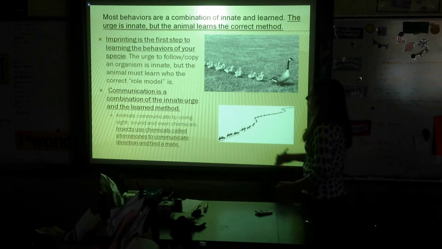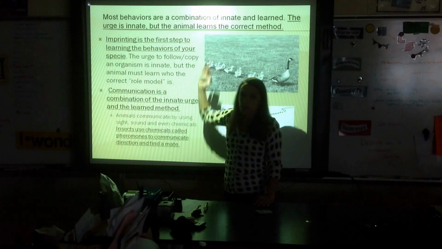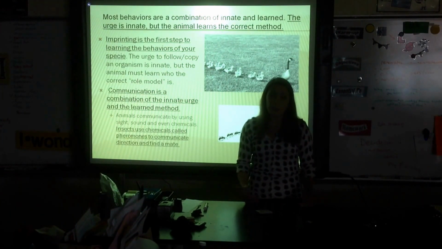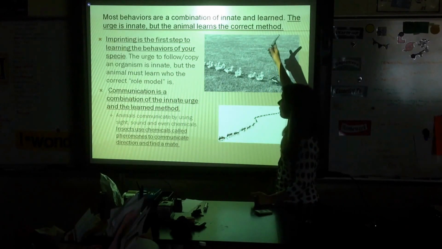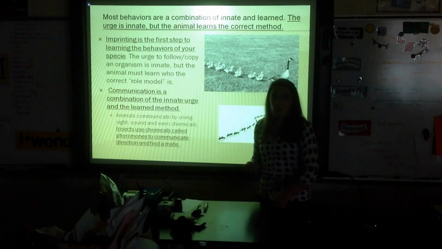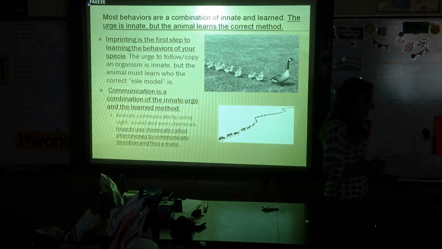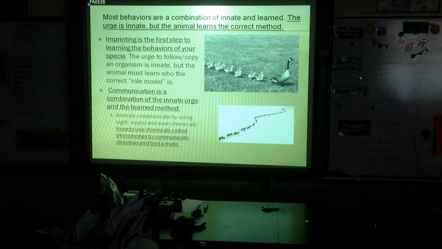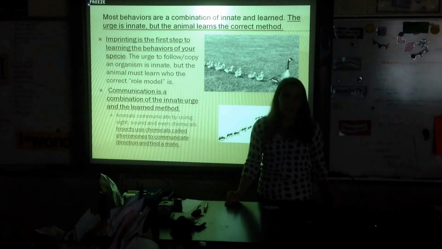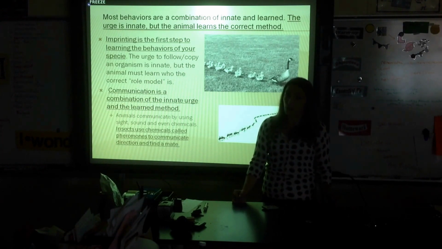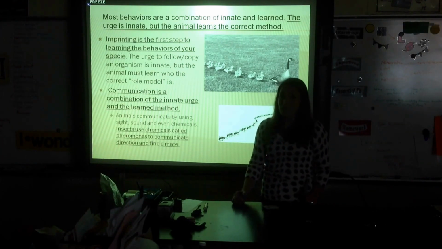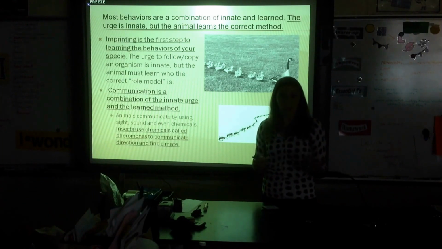When we look at behaviors, and we said there are innate and learned, most behaviors are actually a combination of the two. Most behaviors have an urge that is innate, meaning I want to do this behavior, but they often have to learn the correct method. So a really good example is language. If you look at how we learn to speak, it is innate for animals to make sound. Babies cry. But then we try to teach them what is the right way to ask for attention.